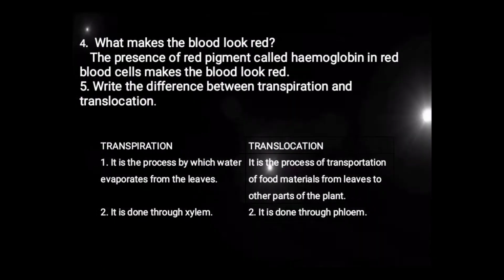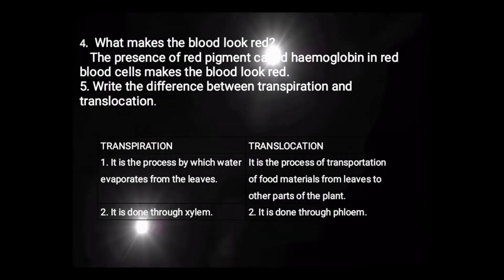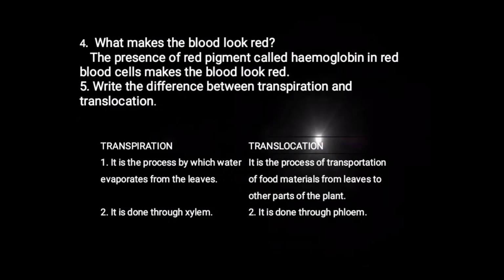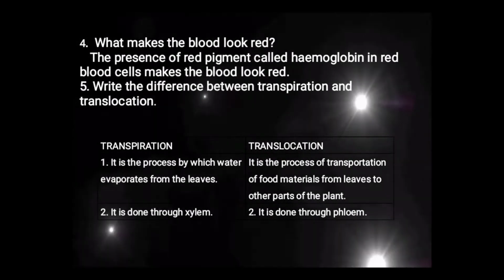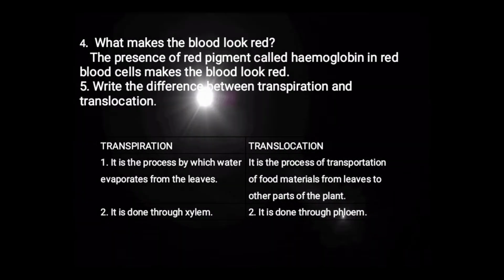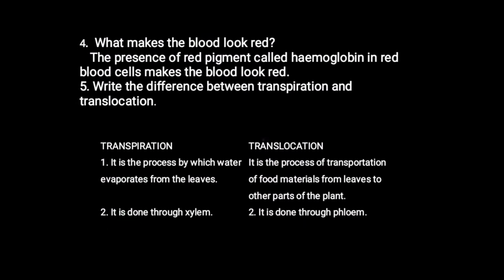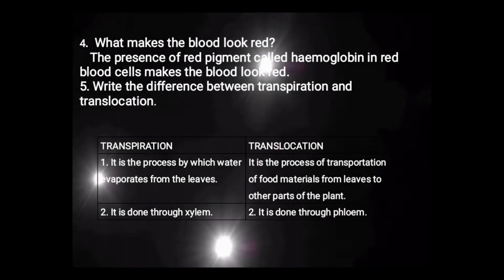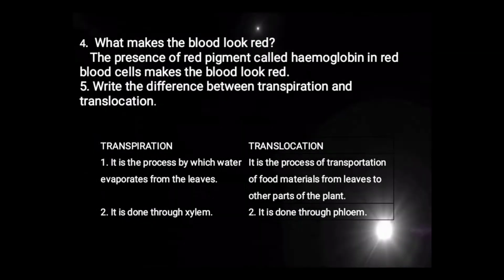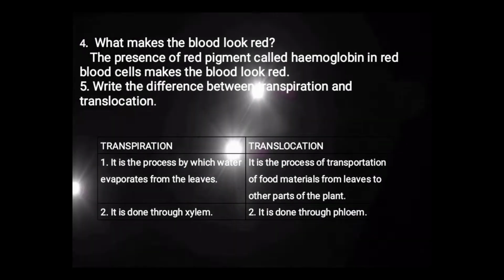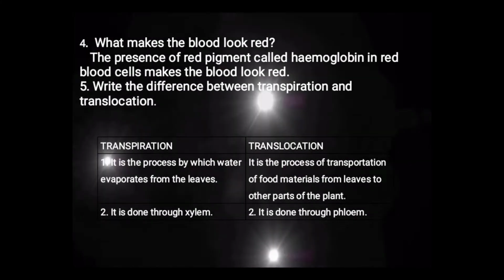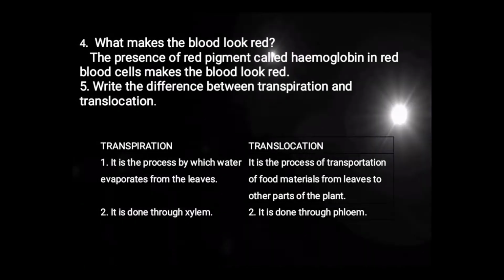Right. And now, what about translocation? It is a process of transportation of food. So that is losing of water, and here it is transporting the food from leaves to the other parts of the plant. So both transpiration and translocation take place in the plant, not in the human being.